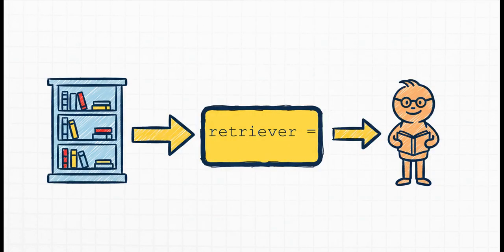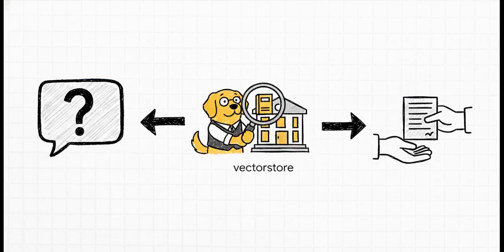So we have a library, now we need a librarian. And again, this is almost laughably simple. We just take our vector store and call the .asRetriever method on it. That's it. Seriously. And there you have it. That one little line of code just gave us our automated librarian ready and waiting to find the most relevant facts for any question we throw at it.